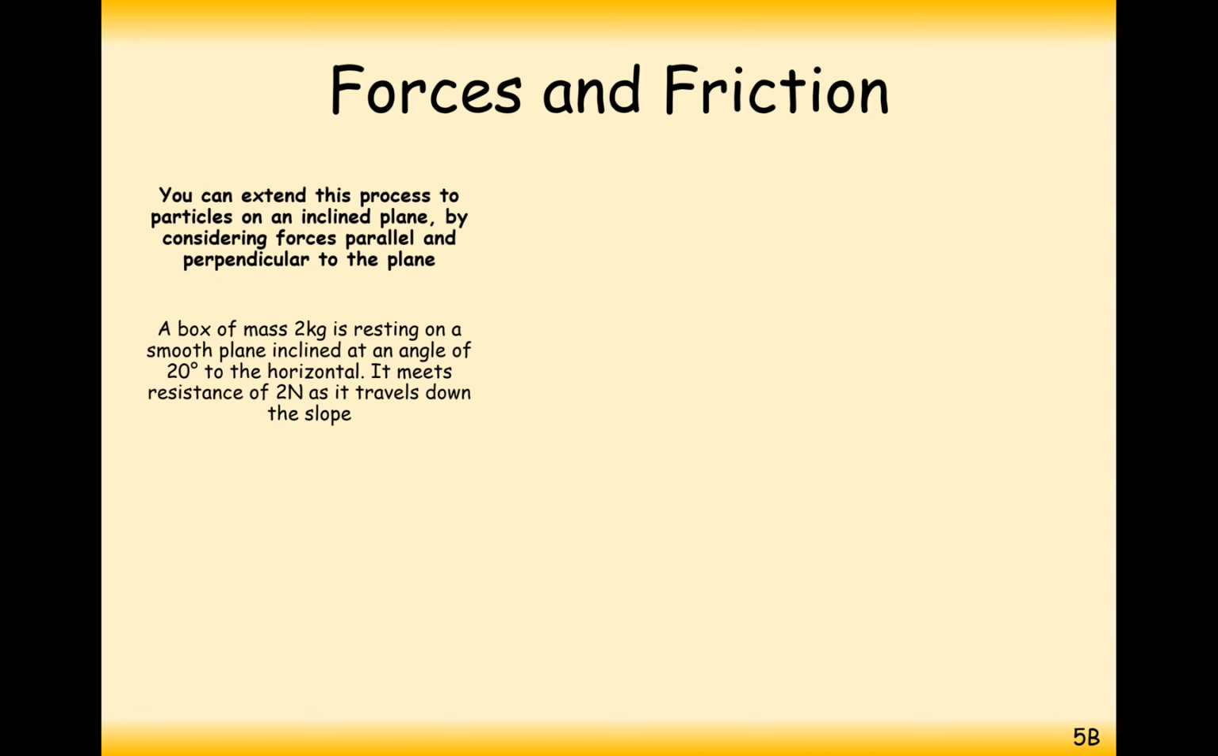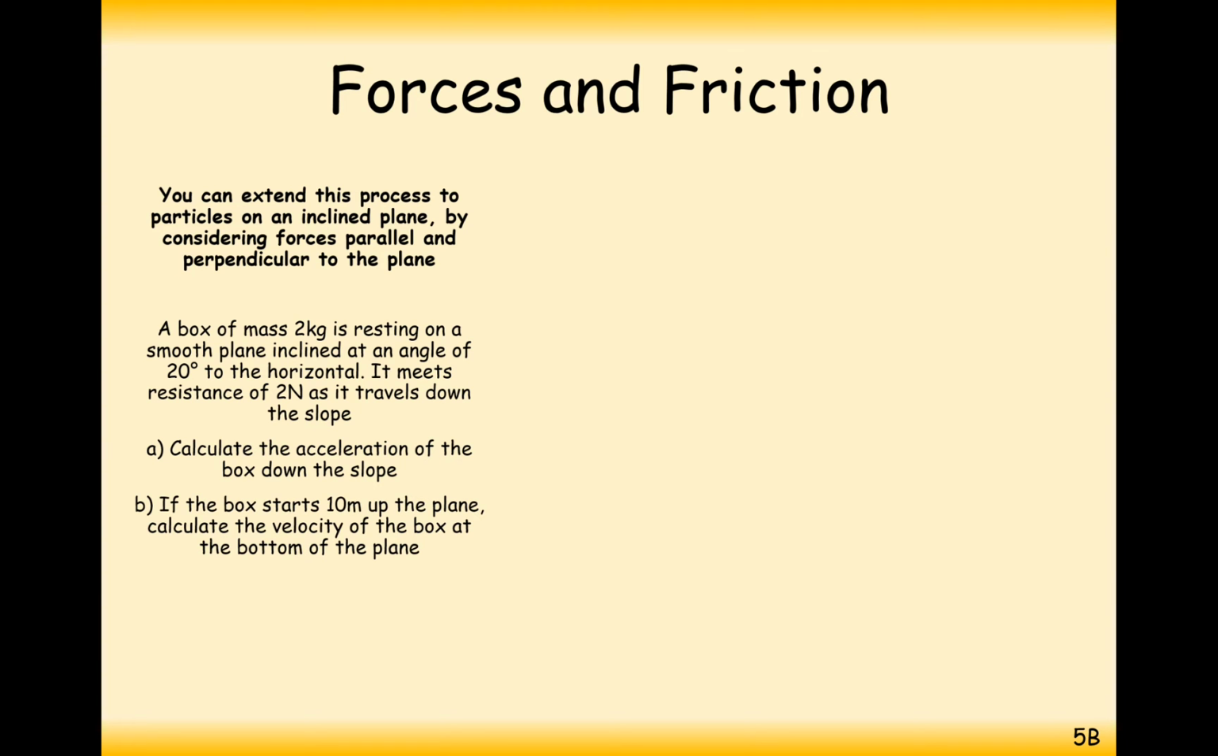Right, so let's get stuck into a question then. A box of mass 2 kilograms is resting on a smooth plane inclined at an angle of 20 degrees to the horizontal. It meets resistance of 2 newtons as it travels down the slope, maybe due to friction or something. Calculate the acceleration of the box down the slope, and if the box starts 10 meters up the plane, calculate the velocity of the box at the bottom of the plane. So maybe a bit of suvat to finish off here.